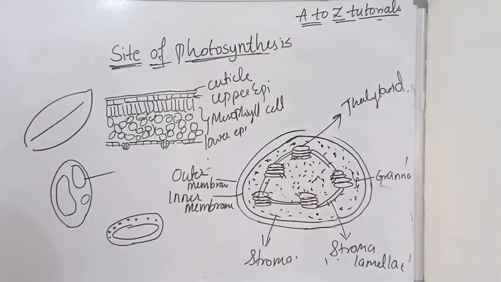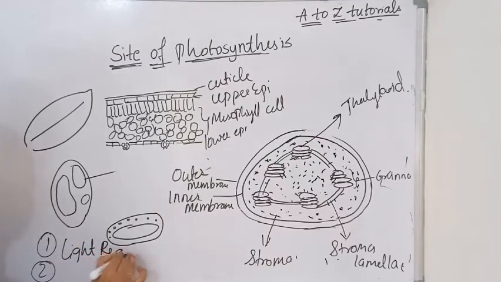Okay, we know that photosynthesis completes in two main reactions. One is the light reaction and another one is what? The dark reaction.